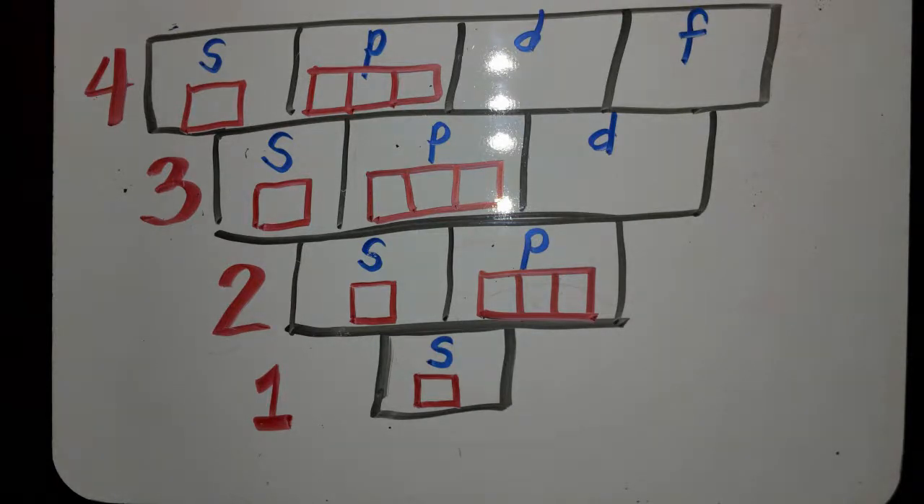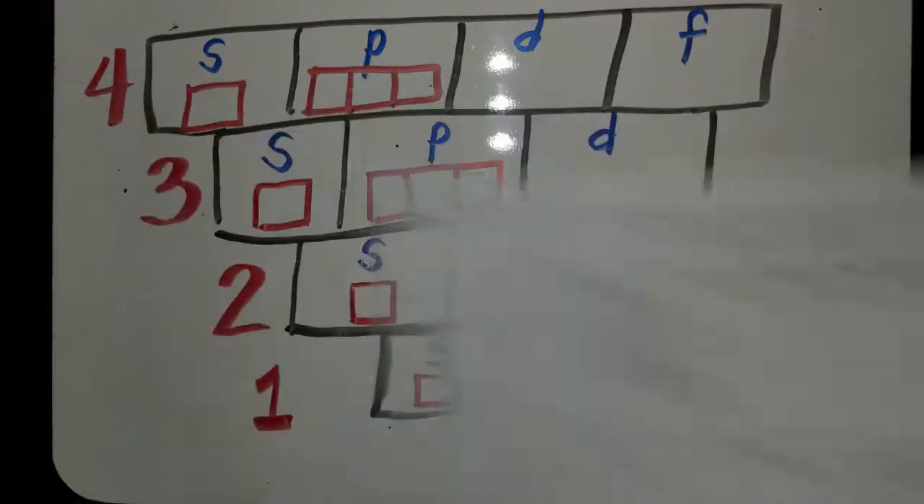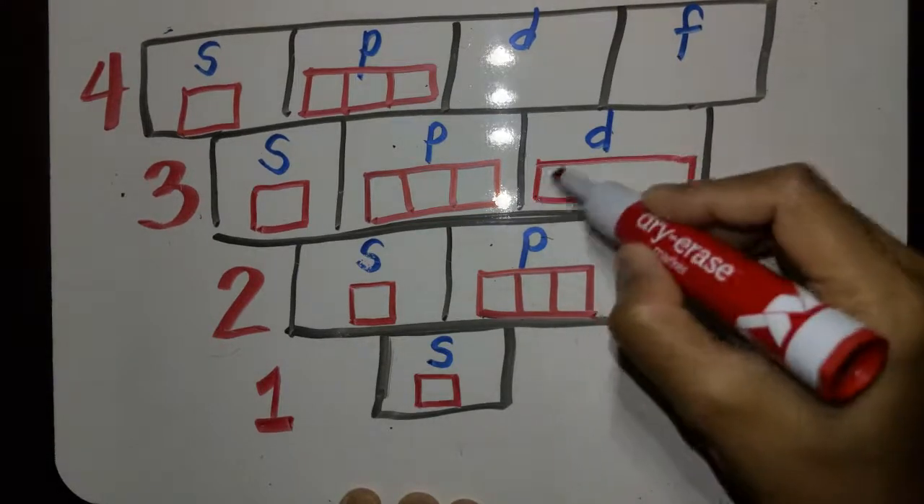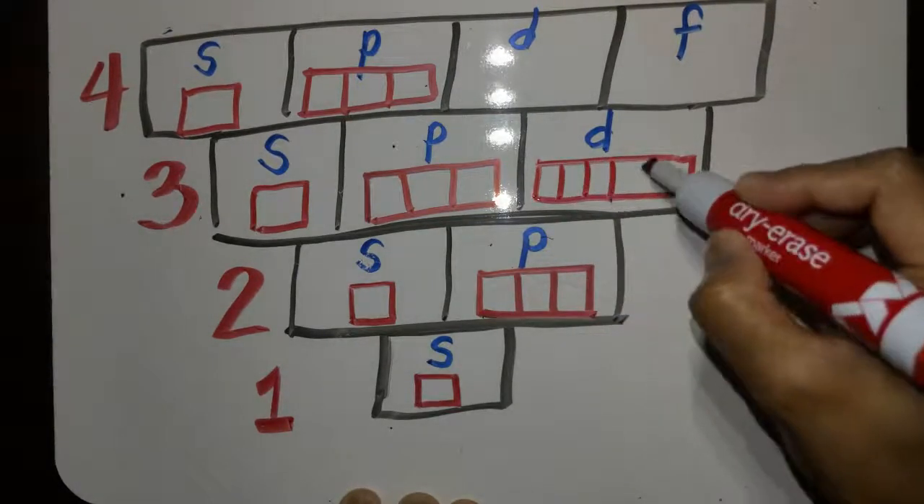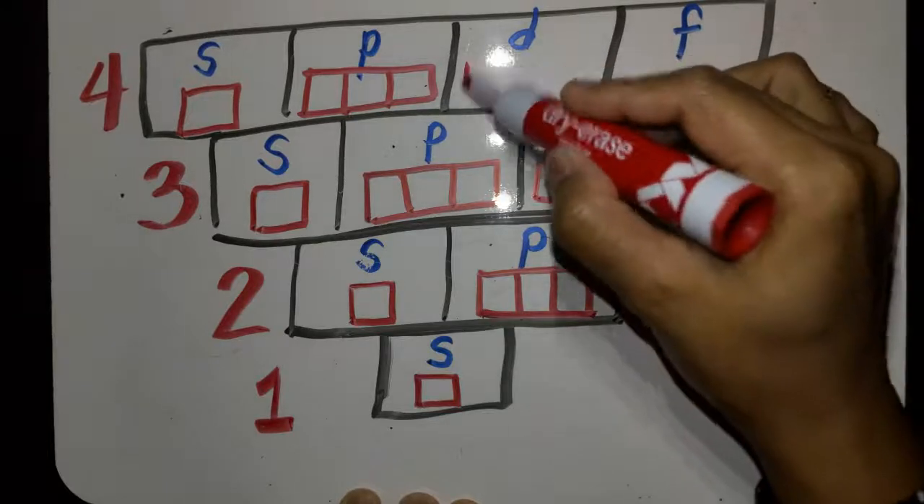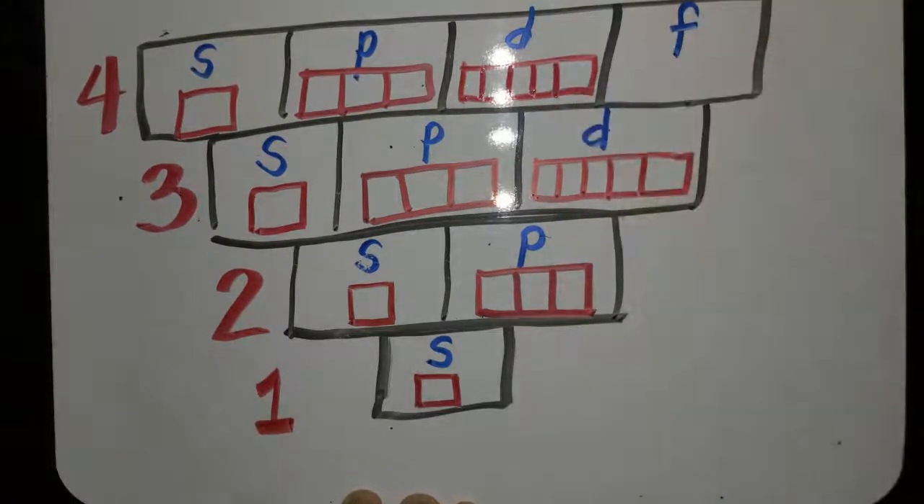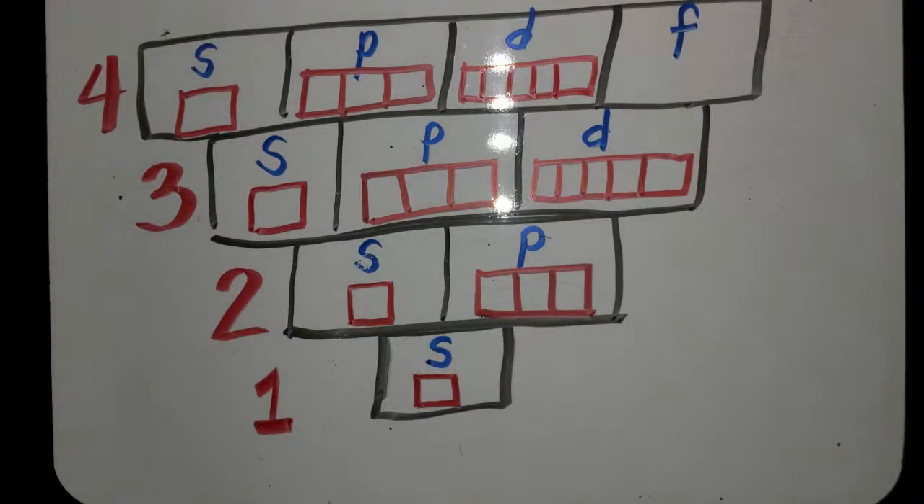The next one is the D. So the D has 5 rooms. So we're going to draw 5 rooms for the D. 1, 2, 3, 4, 5. And so this one is also 5. You have 1, 2, 3, 4, and 5. So that's 5 rooms for the D.